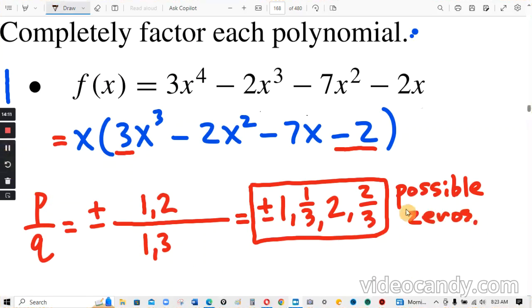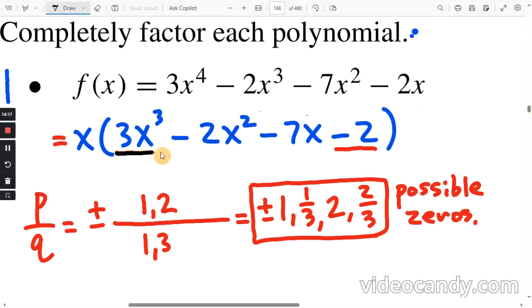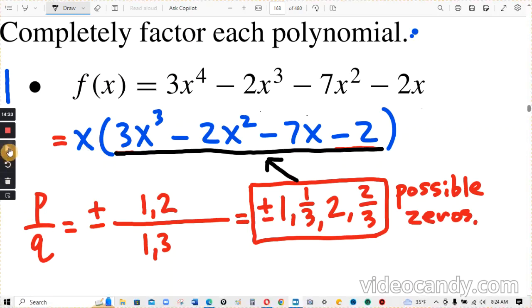Now, remember, we did the rational zero theorem on this right here. So these are the possible zeros for that part of the function right there. Never mind the x, because we already factored out the x. So now, how do we know which ones of these are zeros of this function? Well, unfortunately, we have to use trial and error.